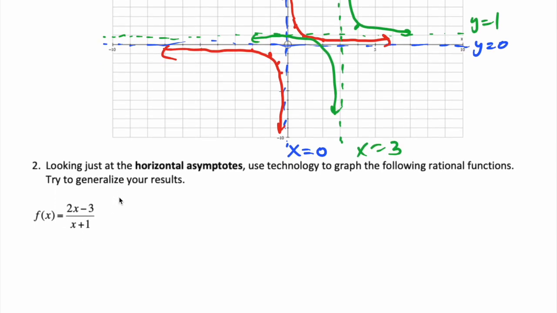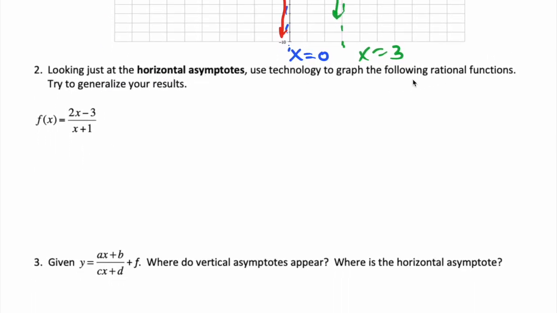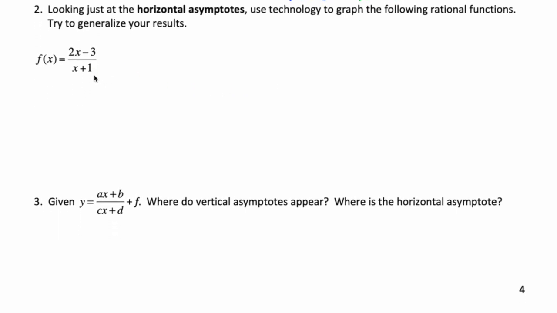Okay, let's check out the next question. Looking at horizontal asymptotes, use technology to graph the rational functions. Okay. So, yeah, let's take a look at this one here. Let's graph it. Now it's not so straightforward as the ones above. Let's graph them in decimals.